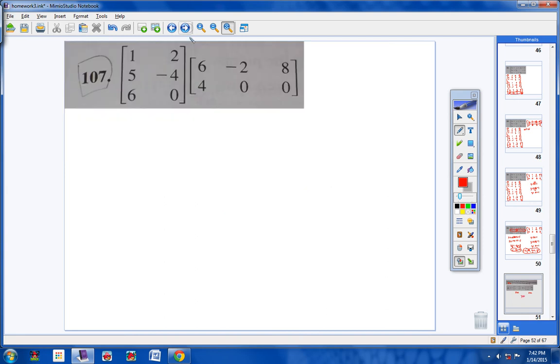Alright, moving on to number 107. The directions for 107 say perform, if possible, the multiplication. So let's go ahead and multiply these together if we can. This is a 3 by 2. This is a 2 by 3. Inside numbers match. Outside numbers are 3 by 3, so we know my answer is going to be a 3 by 3.